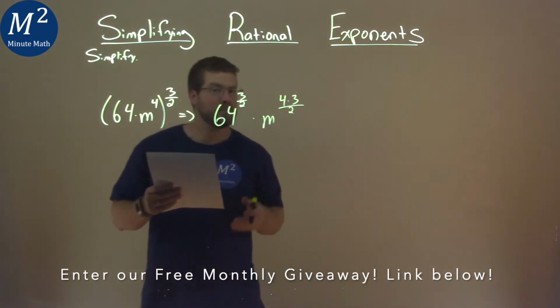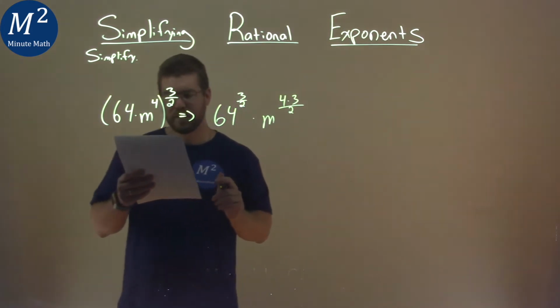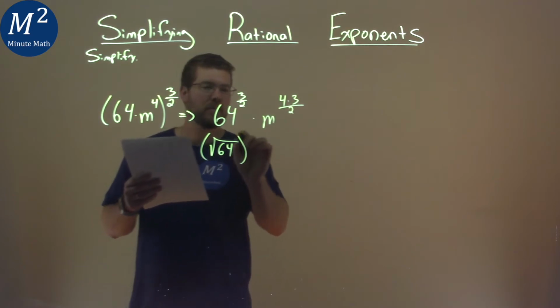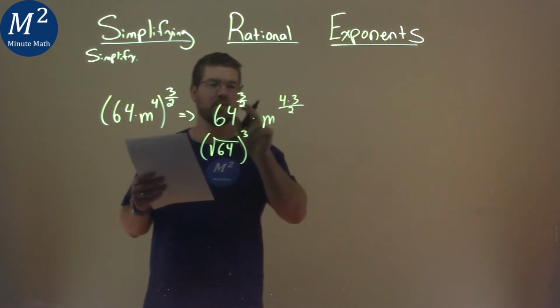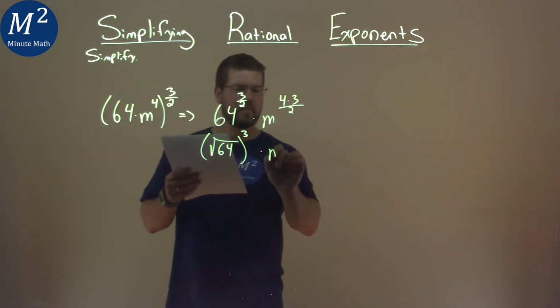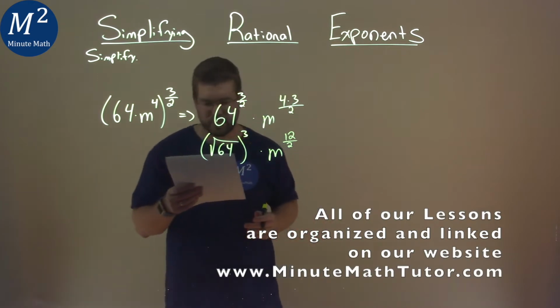Then from there, we're still going to keep simplifying. 64 to the 3 halves power is the same thing as the square root of 64 all to the 3rd power. Remember, the square root is equal to the 1/2 power. Times m here. Let's simplify this. 4 times 3 is 12, so we have 12 halves.